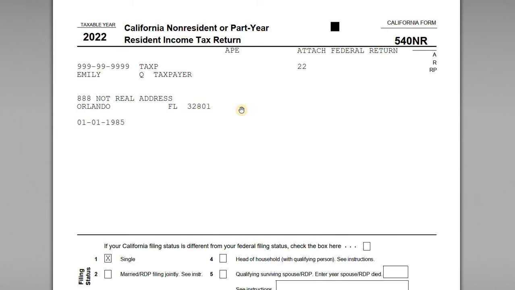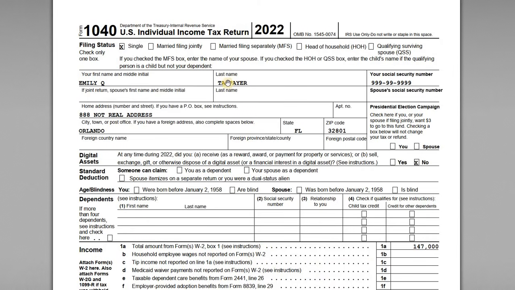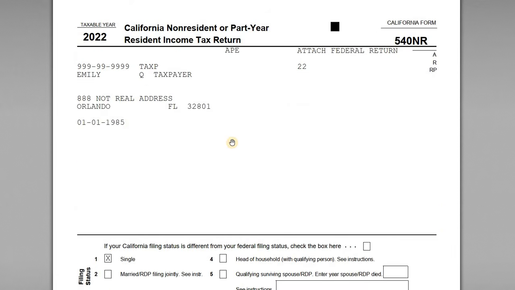So the California return we have in front of us, we'll go through all the relevant pages that are required. And as always, the state return also includes the Form 1040. California, as well as many other states, require that you do your 1040 first, because a lot of this information will flow into the state tax return.